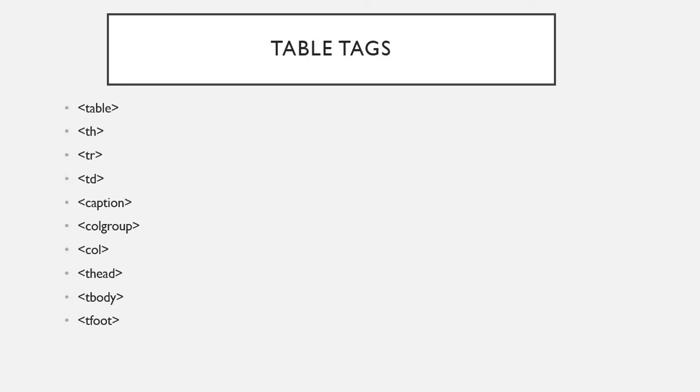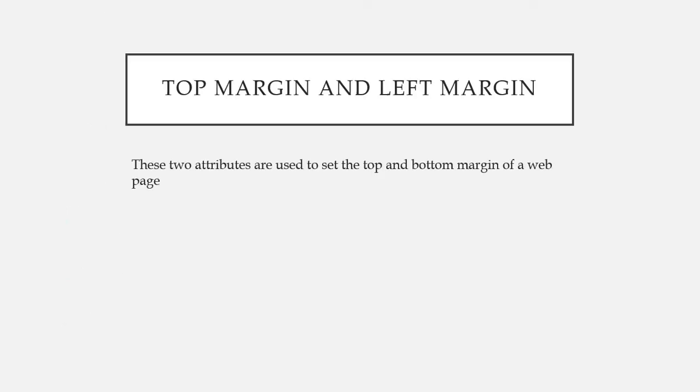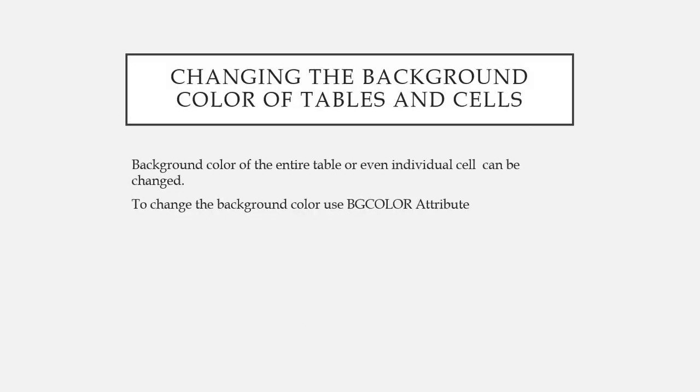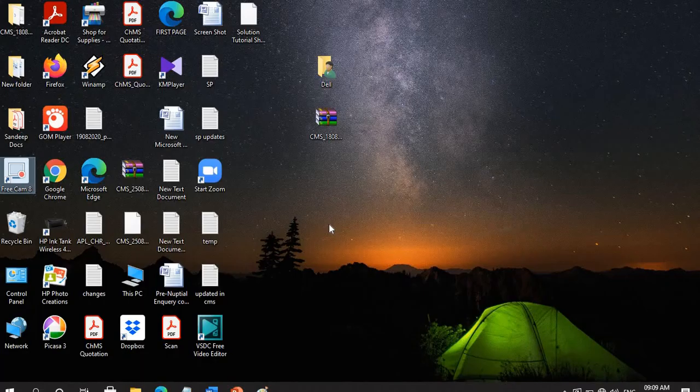With this we have finished the table. Yeah, I have not done this one: changing the background color of the table and cells. Here we can change the background color of the entire table, or even an individual cell. To change the background color, use the bgcolor attribute, that is the background color attribute. You have to create the table. I'll show you one example.